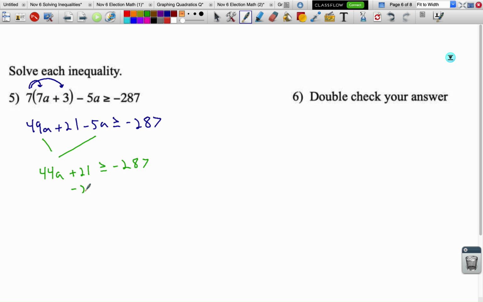Move the constant away from the variable. No need to flip the inequality here. This is not a multiplication or division step. And so now I've got, let's see, what would that be? Negative 308. And now divide both sides by 44.